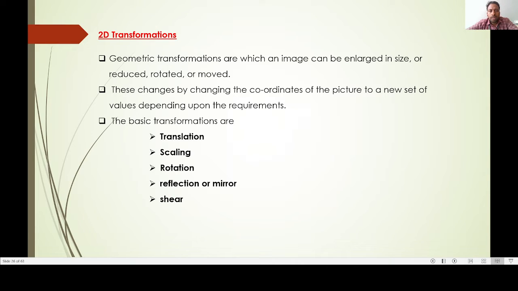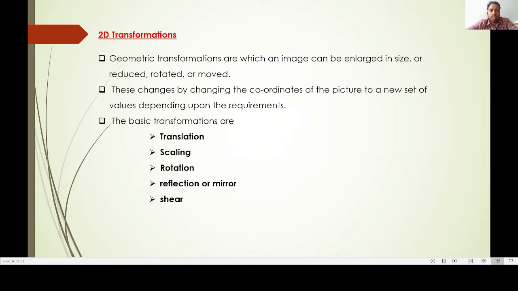The topic is 2D transformation. Through geometrical transformation, an image can be enlarged, reduced, rotated, or moved. By changing the coordinates, we can change the pictures into a new set of values depending upon the requirements. The basic transformations used in geometrical transformation are translation, scaling, rotation, reflection, and shear.